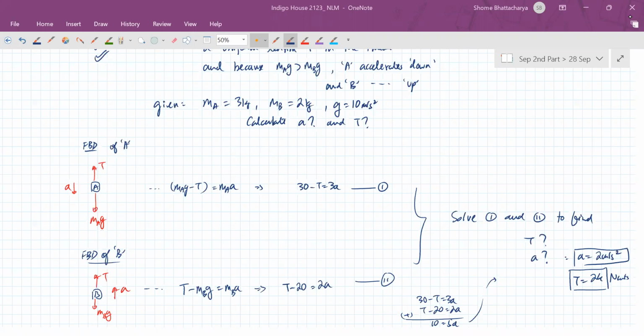Sir, can you explain me the equation 1? Yeah, equation 1 is the net force acting on the block A. A is going down. So there's a downward force equal to its weight and the upward force of tension pulling it up. So what is the net force? It is weight minus tension. So that should be equal to mass into acceleration. Okay, sir, thank you. Only two forces acting on it and one is dominating over the other, that is the weight. So the net force is weight minus tension.